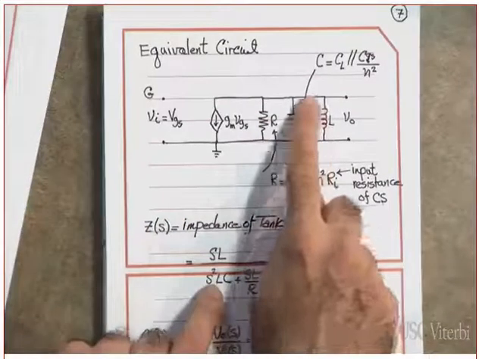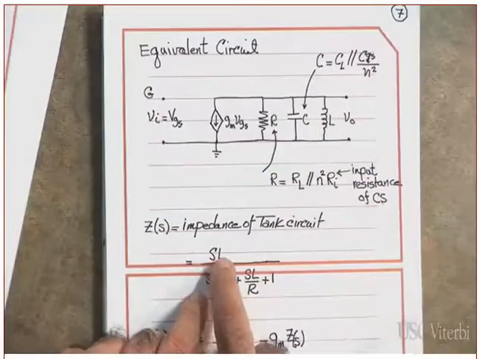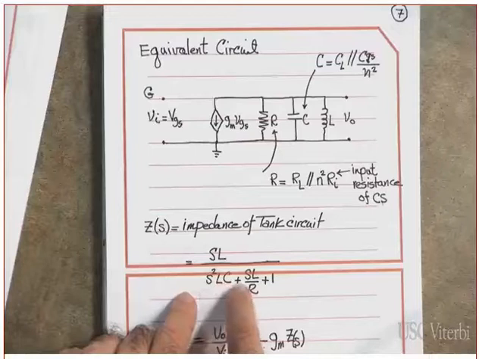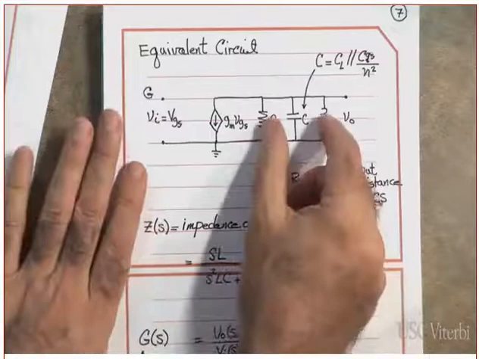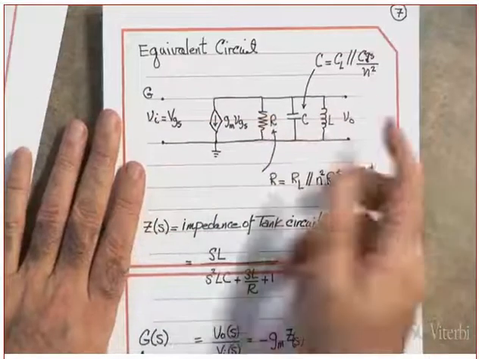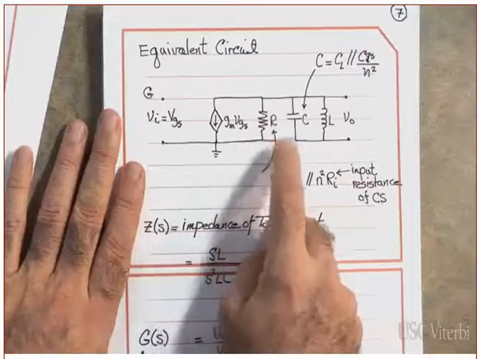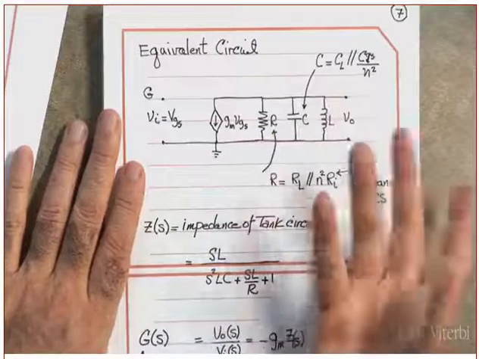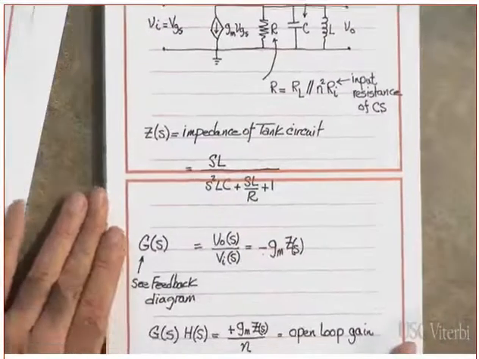Where is the impedance of this guy? In other words, we are talking about SL over S squared LC plus SL over R plus 1. Where did this come from? The impedance of this guy. Are you following me or not? This is parallel, which means it is 1 over R plus SC plus 1 over SL. Did you get this or not? You simplify it, this is what you get. Did you get my point?